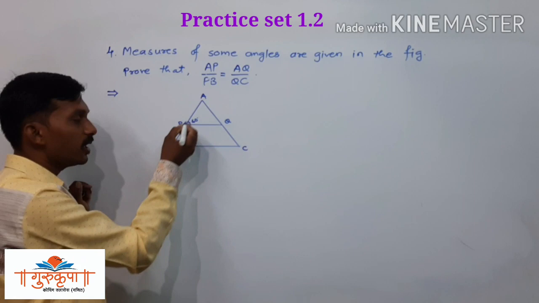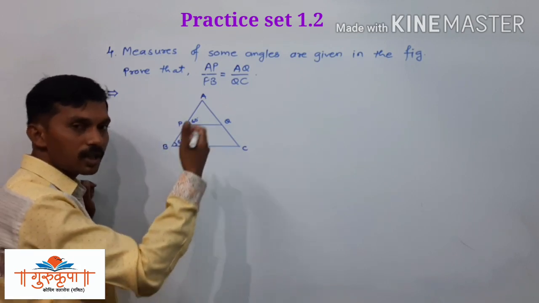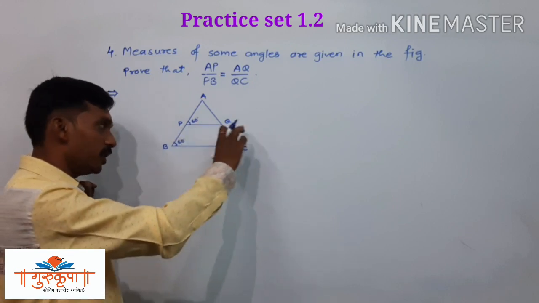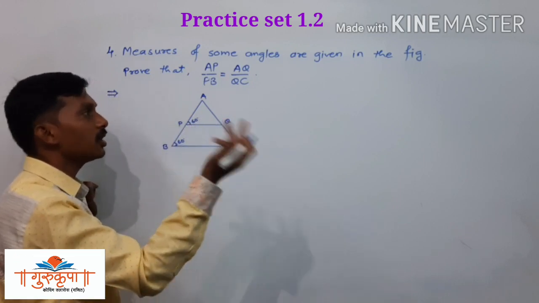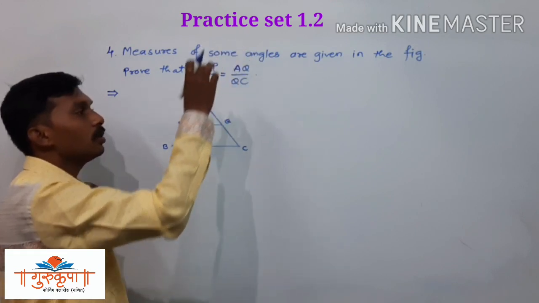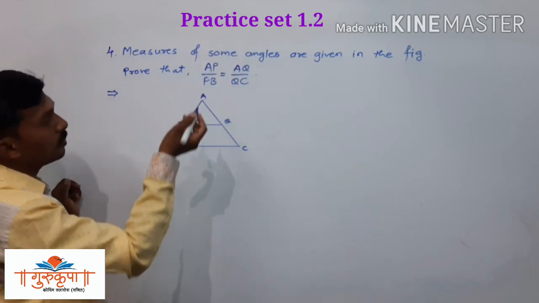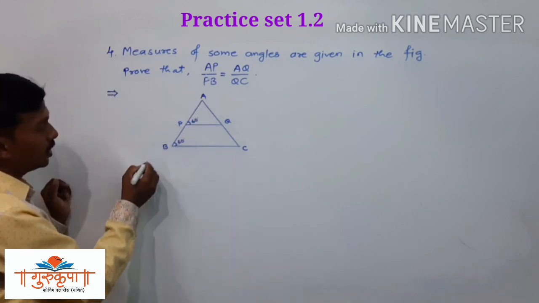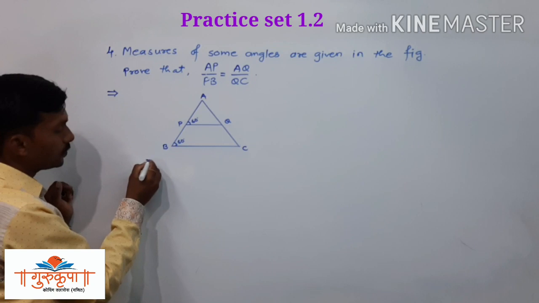And see, this is the given information. It is already given that corresponding angles are congruent, so these two lines are parallel to each other. And if these two lines are parallel, then by using the basic proportionality theorem we can write AP upon PB is equal to AQ upon QC. So first of all, we will write the given information, whatever we have, in the above figure.